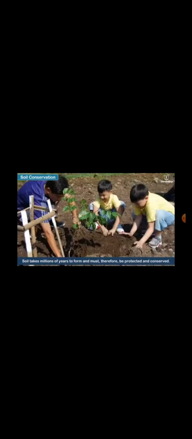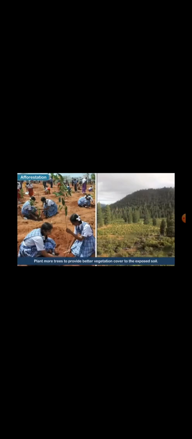Soil takes millions of years to form and must therefore be protected and conserved. Conservation of soil means protecting it against erosion. This is done by afforestation. Afforestation, or planting trees, greatly helps in preventing soil erosion. When a tree is planted, its roots hold the topsoil firmly. We must plant more trees to provide better vegetation cover to the exposed soil.